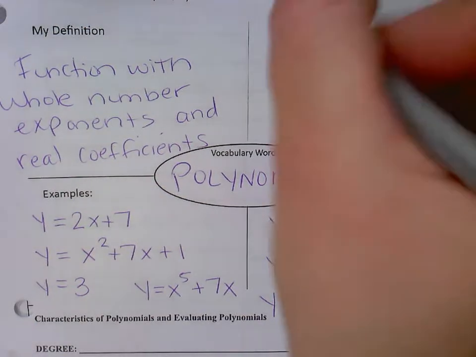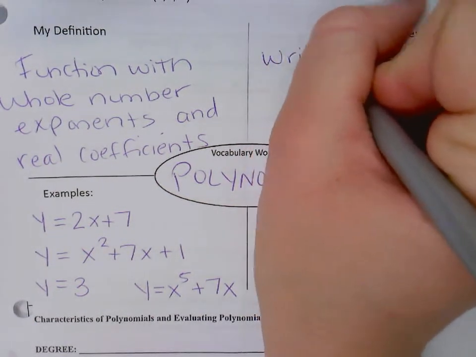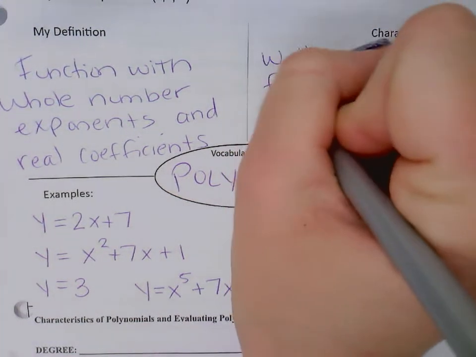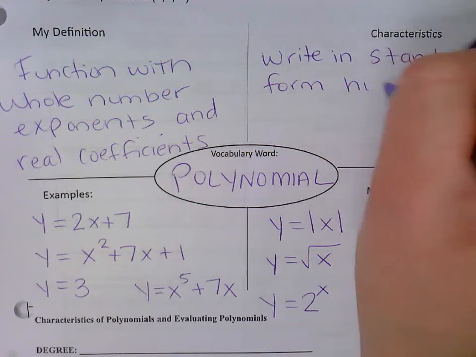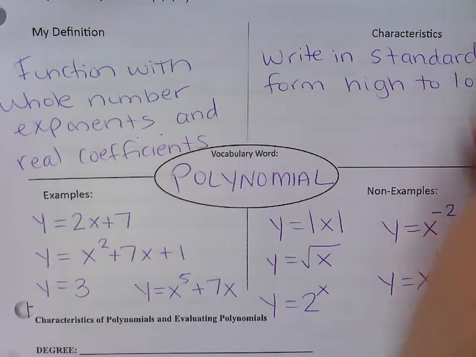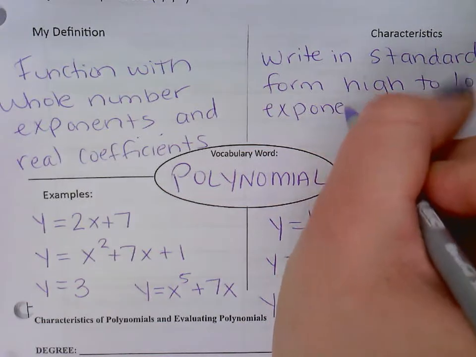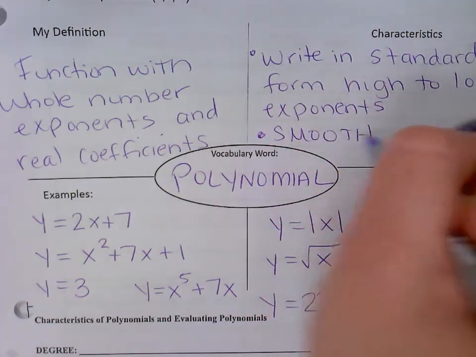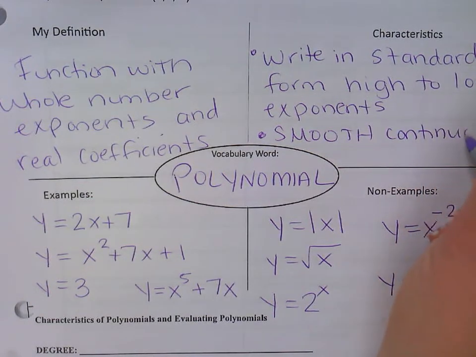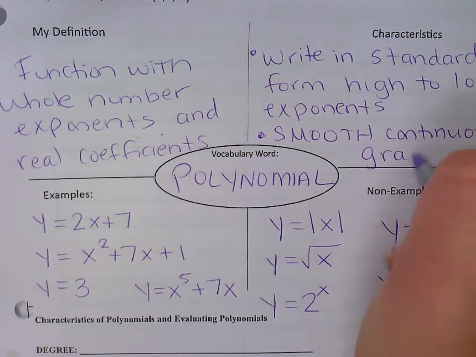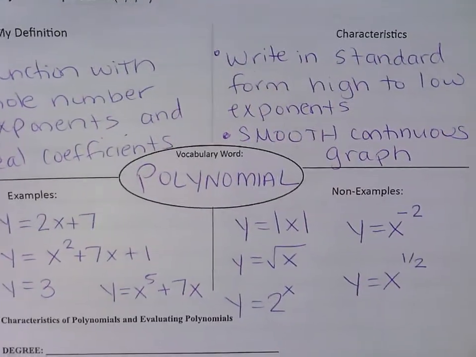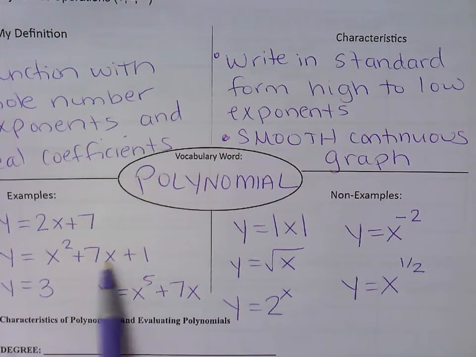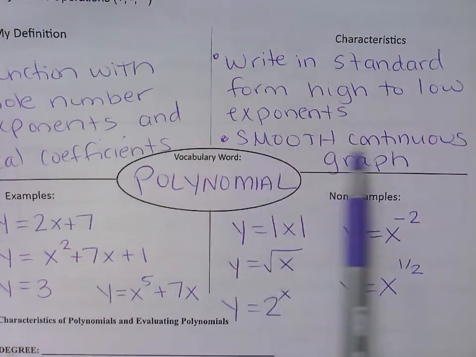you write them in standard form, right? In standard form from high to low exponents. And they are all a smooth, continuous graph. So you always write them in standard form from high to low, like x squared goes first, then x, then a constant. They're always going to be smooth.